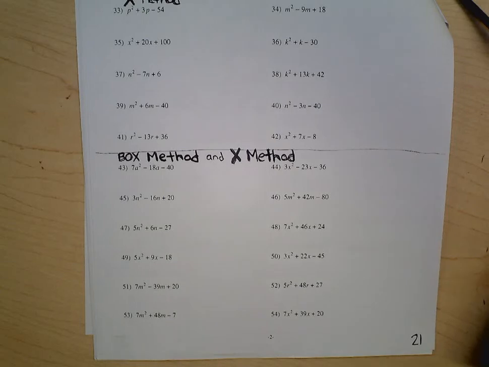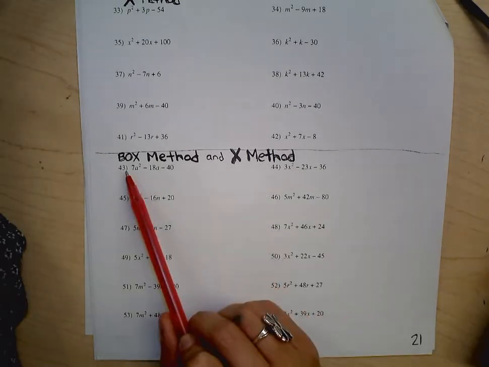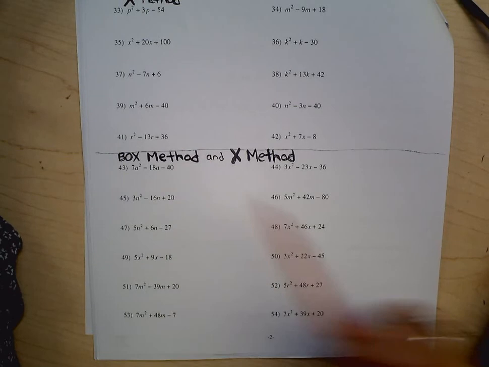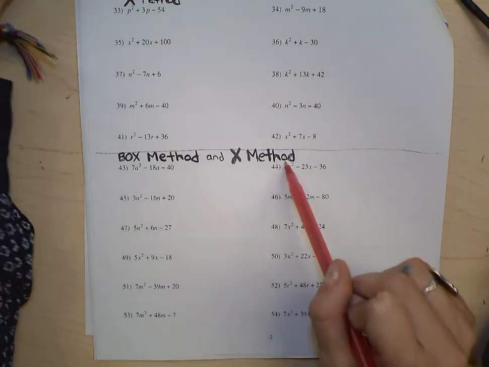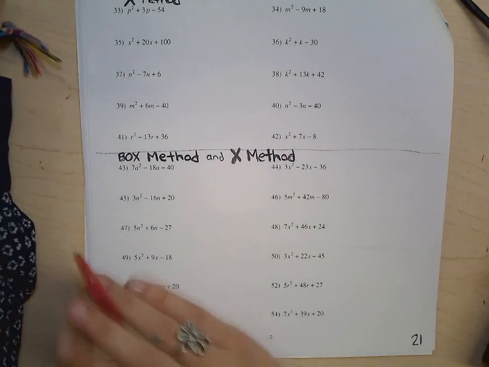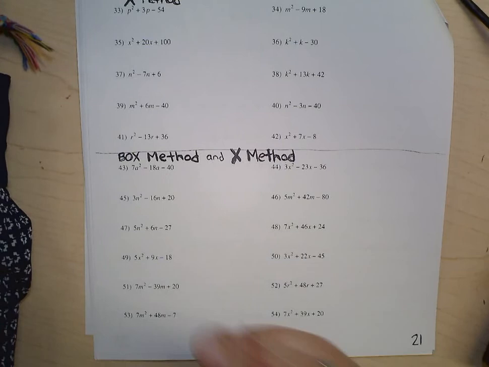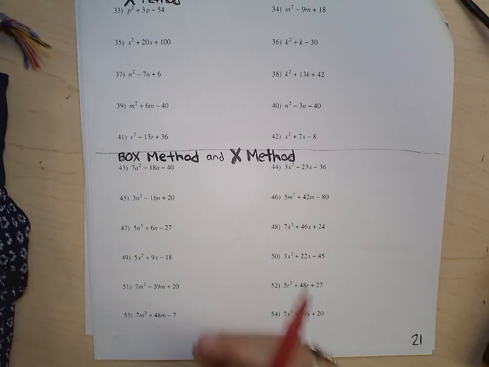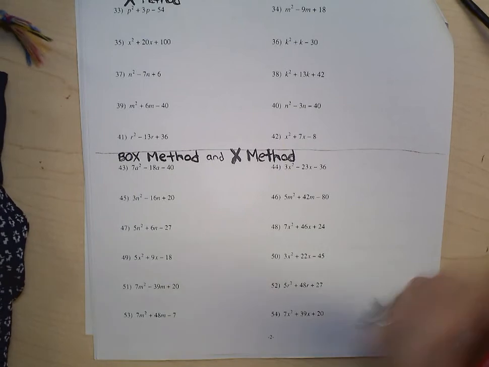Okay, so I'm on page 21 of our Thanksgiving packet, and question numbers 43 through 54, we're going to use what's called the box method and the X method. Now, if you have another method that you like to use, then please use that method, but as far as being consistent, I'm going to be going over these two methods, and then you can come to tutoring if you want to go over another one.